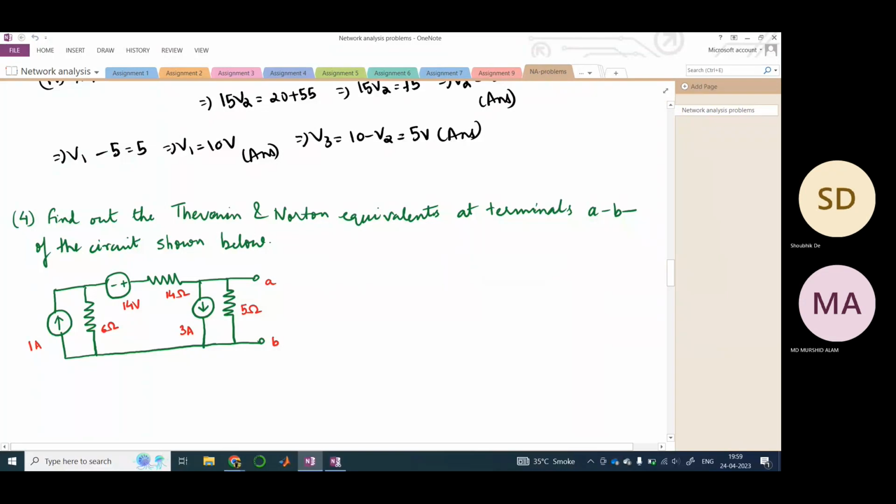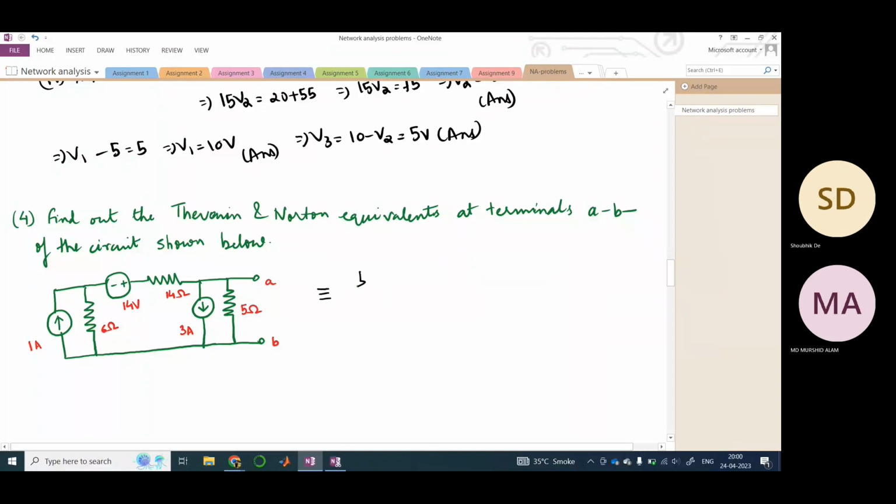So there is a shortcut. Once you find the Thevenin voltage and the Thevenin equivalent resistance, you can find out the Norton's short circuit current. So we'll come to that, but let us first find out the Thevenin equivalent of the circuit, right? So we will just first simplify this circuit.